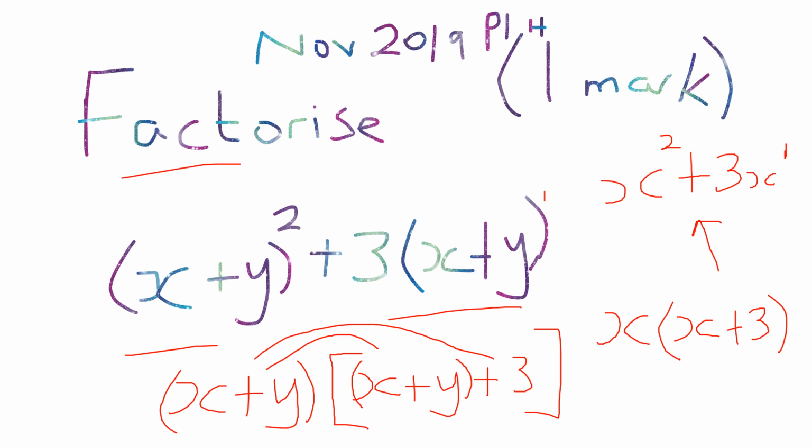And in this case, I can pull an x plus y out of each bracket. And then inside the bigger bracket, I'm going to have x plus y plus that 3. Without the brackets it would still be correct, but I'm putting the brackets in to make it clear that if you were to check it by expanding it, that's how you would end up with this final answer.